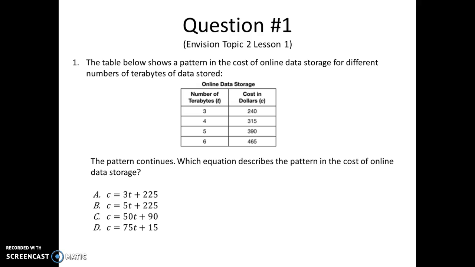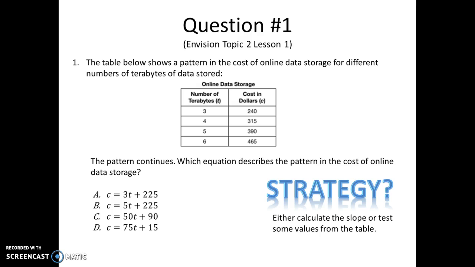Question number 1. The table below shows a pattern in the cost of online data storage for different numbers of terabytes of data stored. The pattern continues. Which equation describes the pattern in the cost of online data storage? How would you approach this one?